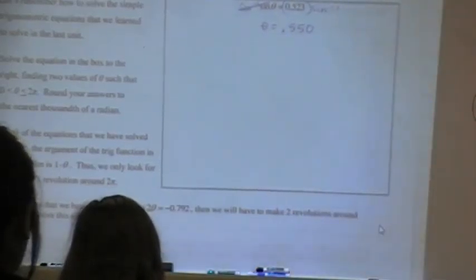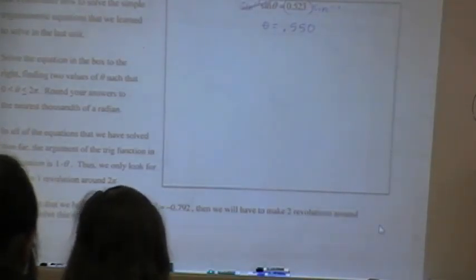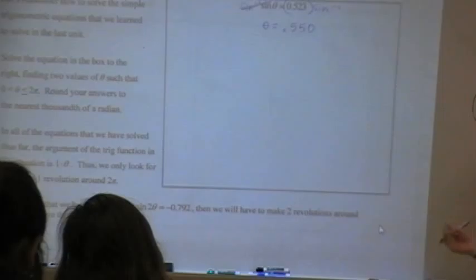Alright, so this is a calculator problem, so I'm going to plug this in my calculator. Make sure that you're in radians. And I get theta equals 5.550. Now, remember, my calculator's only going to give me one answer, but sine has two. It has the coming-out-of-the-water answer and the going-back-into-the-water answer.